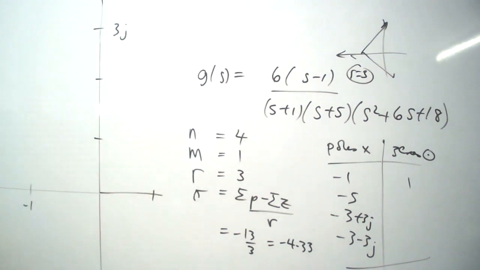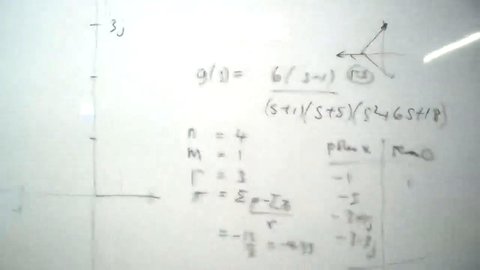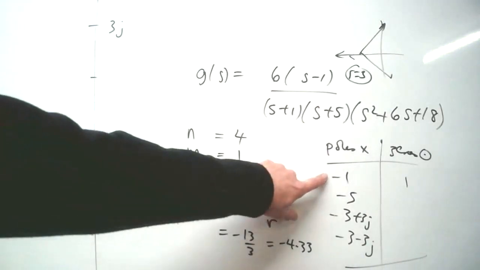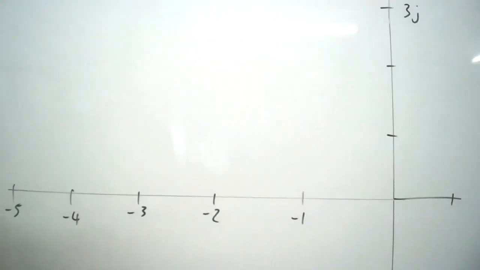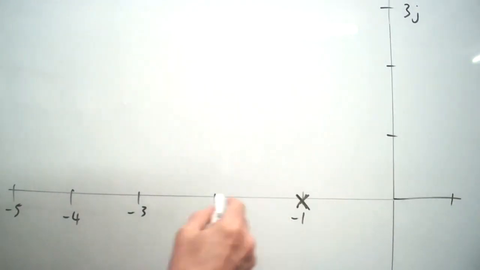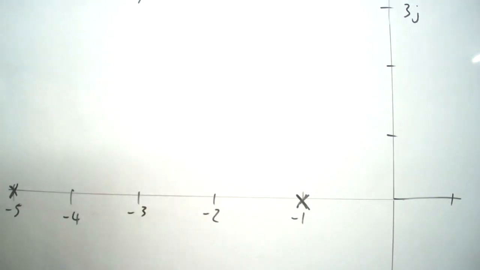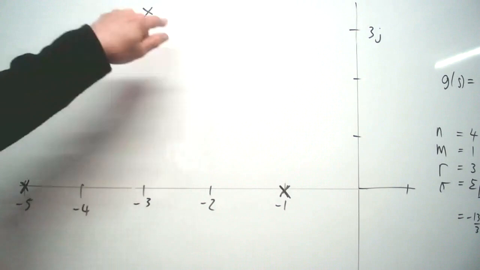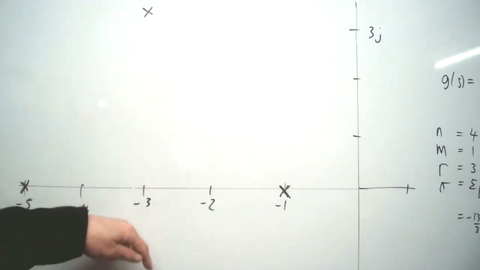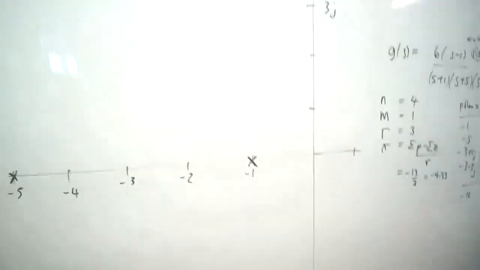Okay, so this is similar to what I had before, but different as well. We go over here now, so we've got to plot the poles, -1, -5, -3 plus -3j. So that's going to give us a pole at -1, -5, and another pole there, and another pole down there. So that's my -3, -3j. I've got another one down there, but it's hard to fit onto the board.